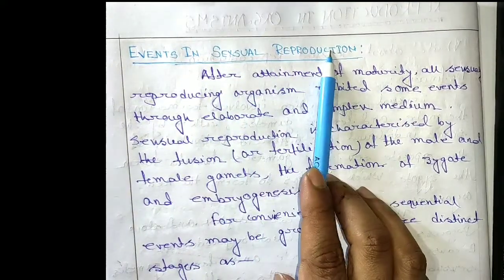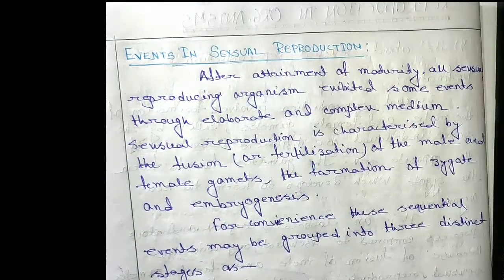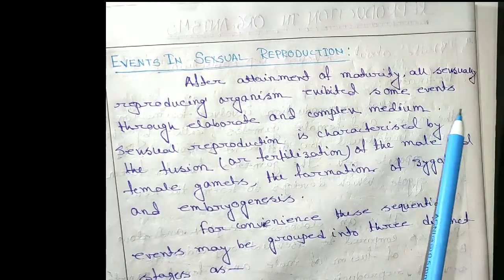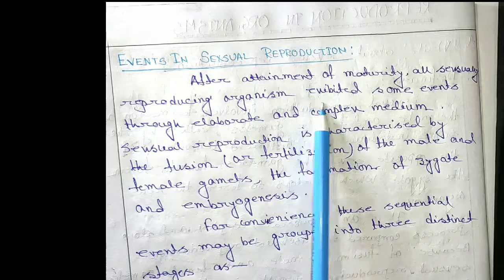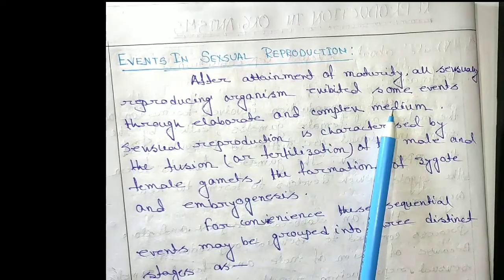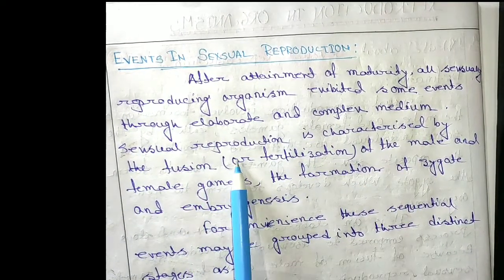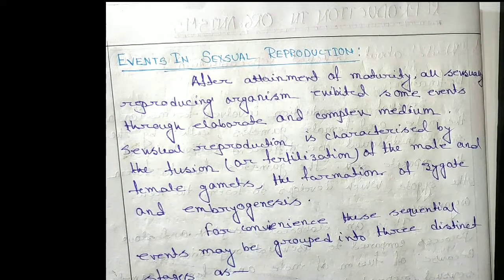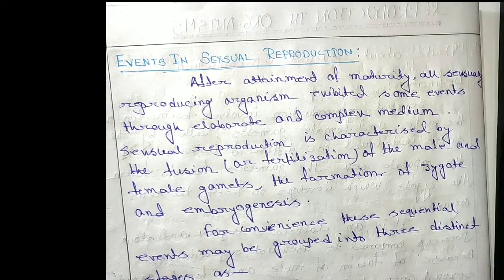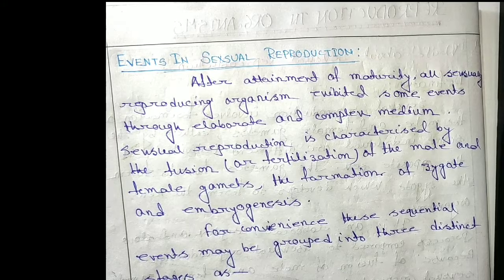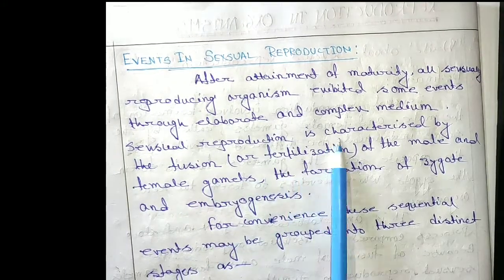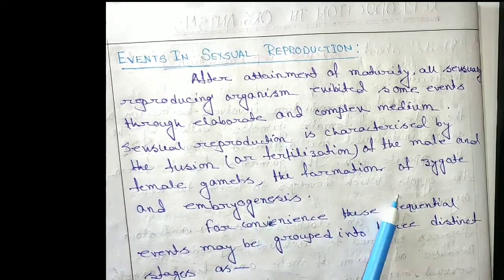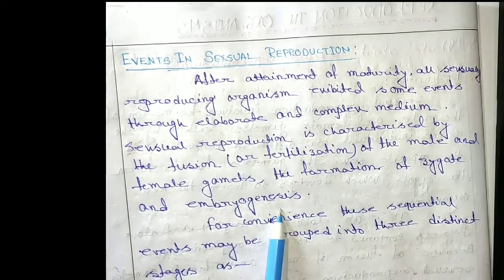Now the events in sexual reproduction, that means what happens during sexual reproduction. After attainment of maturity, all sexually reproducing organisms exhibit some events through an elaborate and complex process. That means when organisms mature enough to reproduce, they show some events. Sexual reproduction is characterized by the fusion or fertilization of the male and female gametes, the formation of the zygote and embryogenesis.